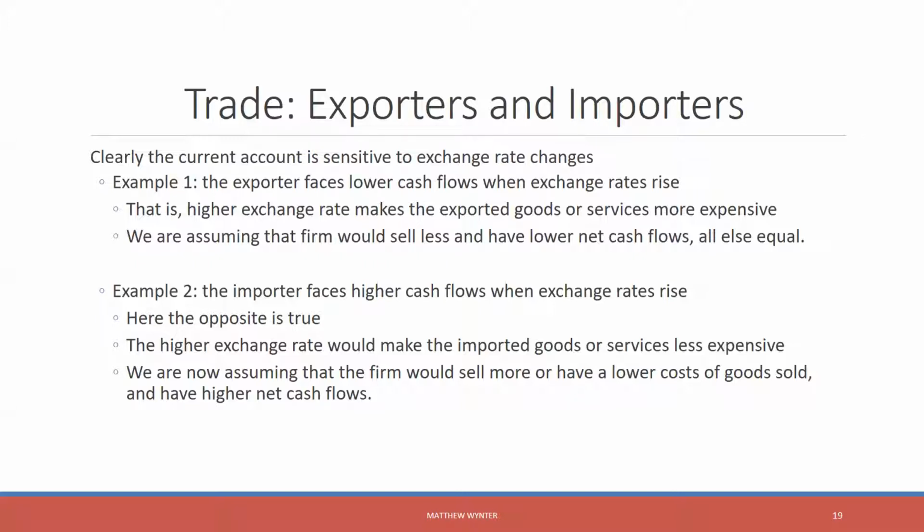In example two, we're dealing with an importer. So the importer faces higher cash flows when the exchange rates rise. The exact opposite. And hopefully that makes intuitive sense. The higher exchange rate would make the imported goods or services less expensive. So if I'm importing goods or services, I have a higher exchange rate. Now those imports are even cheaper to me. So we're now assuming that the firm would sell more or have a lower cost of goods. Either way, we're expecting higher net cash flows in example two.